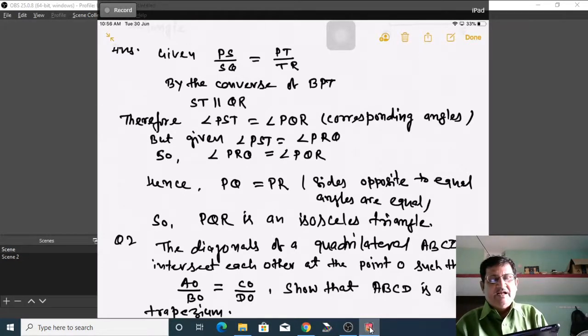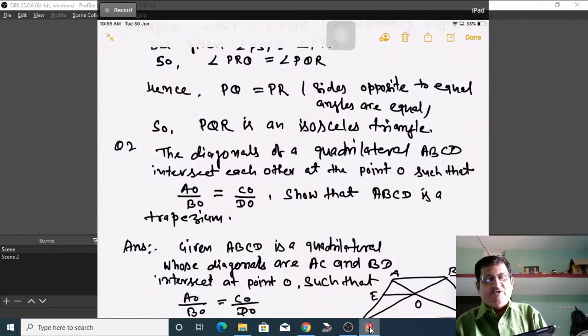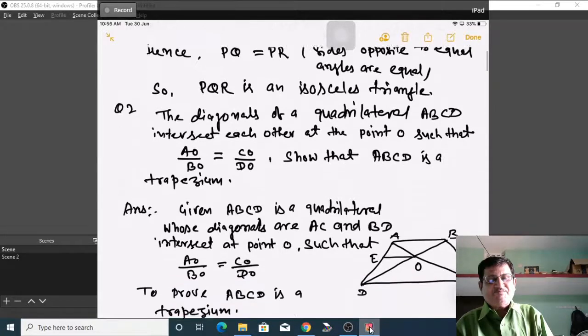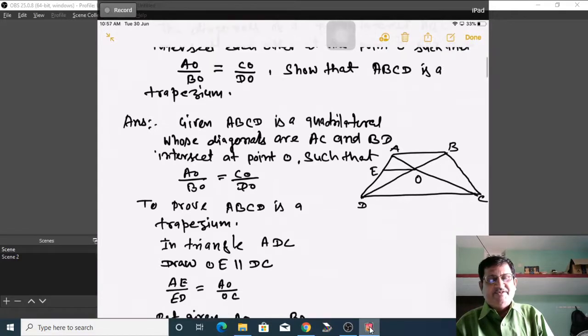Second question. The diagonals of a quadrilateral ABCD intersect each other at the point O such that AO by BO is equal to CO by DO. Show that ABCD is a trapezium. How will you solve it? First you have to draw a quadrilateral ABCD. Given: ABCD is a quadrilateral whose diagonals AC and BD intersect at point O such that AO by BO is equal to CO by DO. To prove: ABCD is a trapezium.